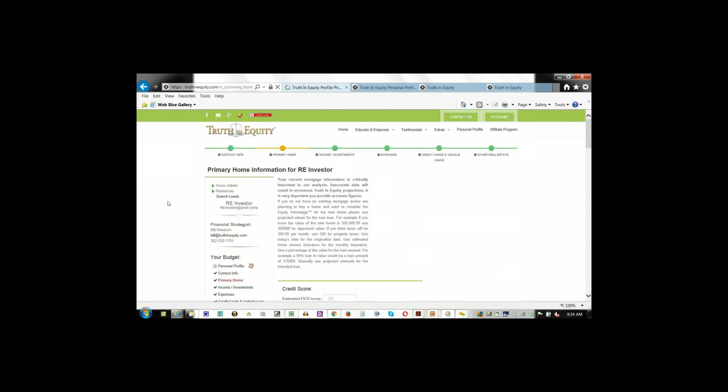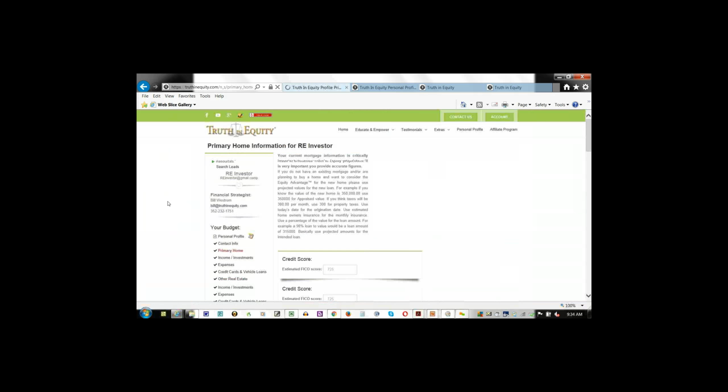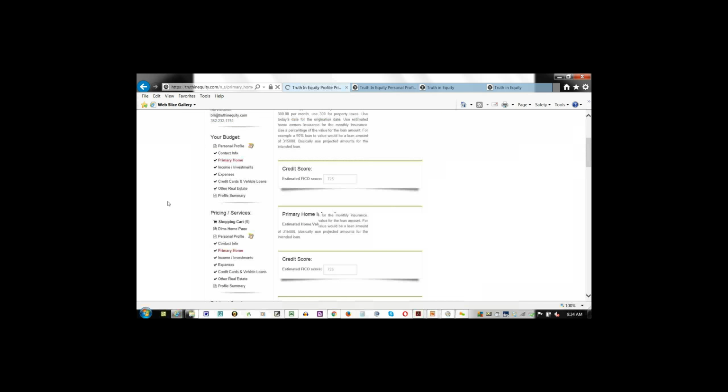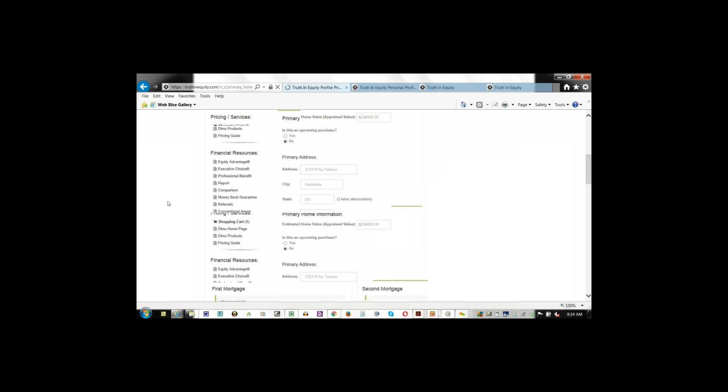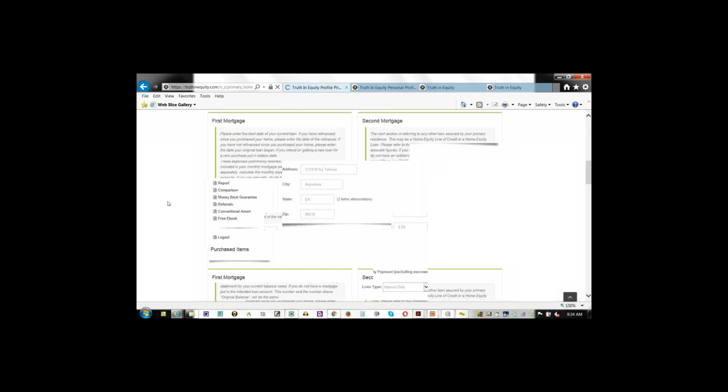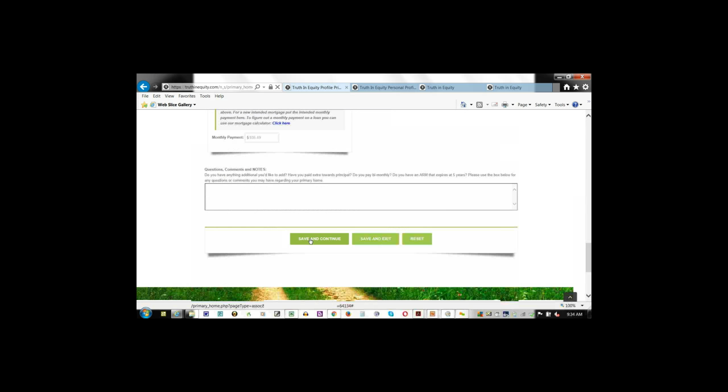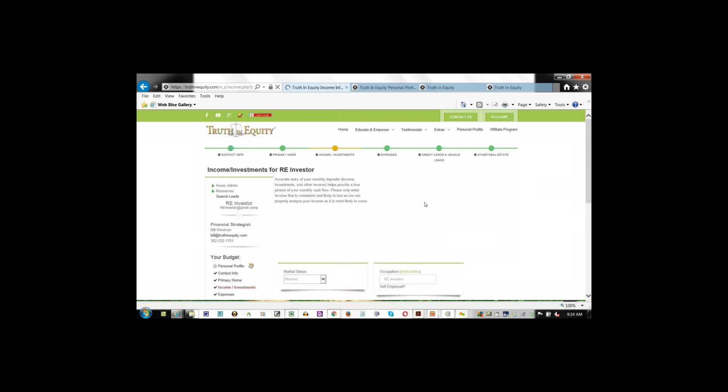Now, how you go through that process, you're not going to have this view. You can't change anything on this page. So once you get into Truth and Equity, this is what your input pages are going to be like. And you're just going to move top to bottom, provide the information as requested. You get to the bottom of the page, save and continue. That's very important, you save and continue, because we have to database this information because it's going to be used on several different levels. And as you save and continue, it's going to take you to the next proper input screen.